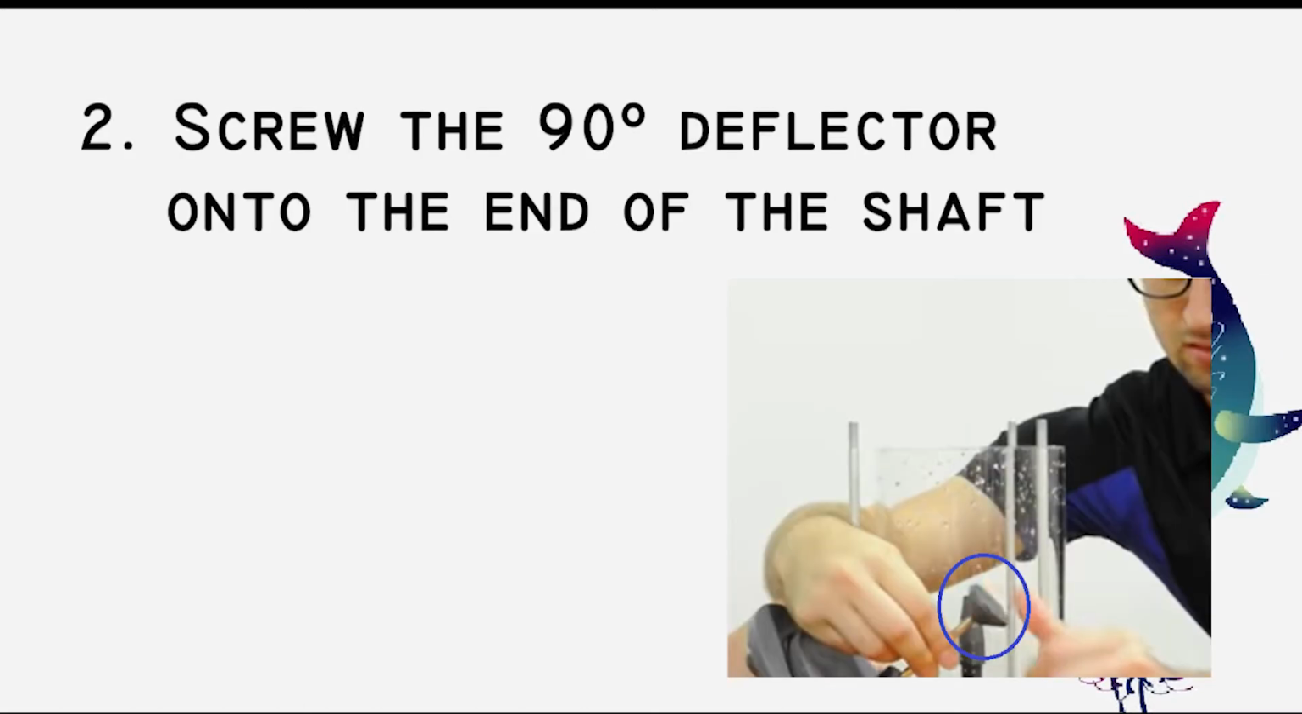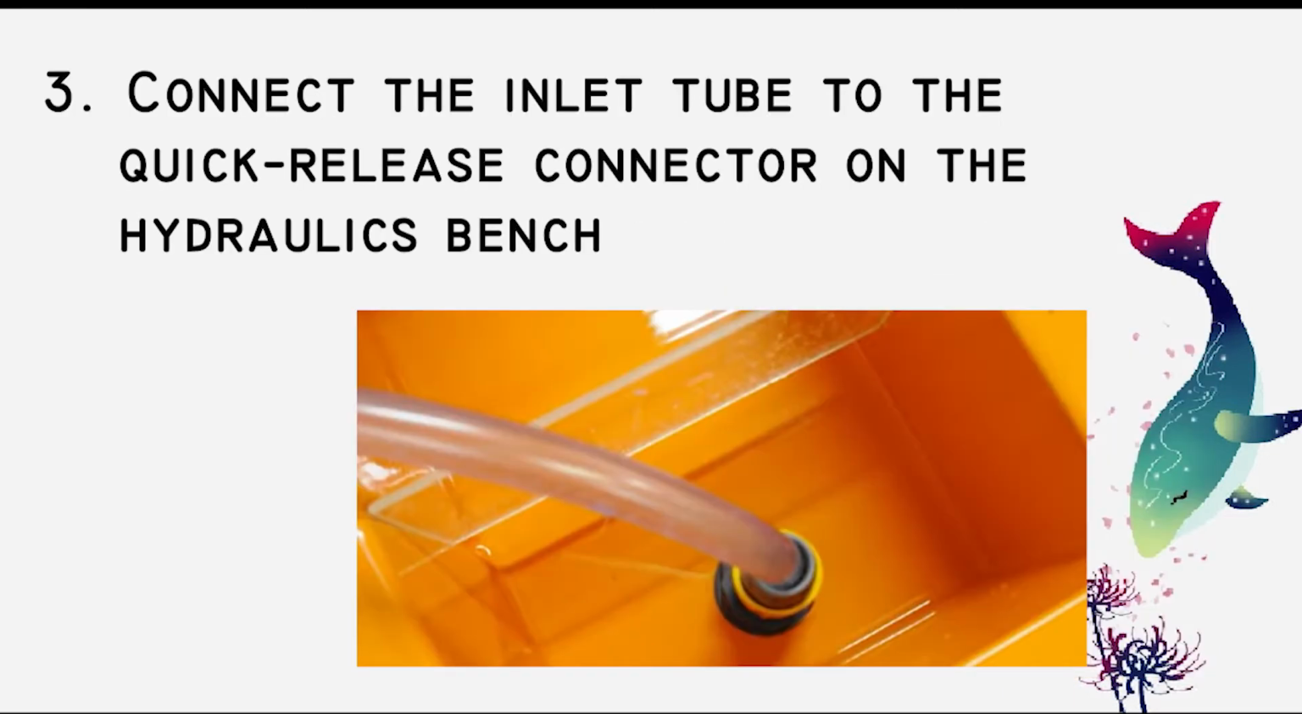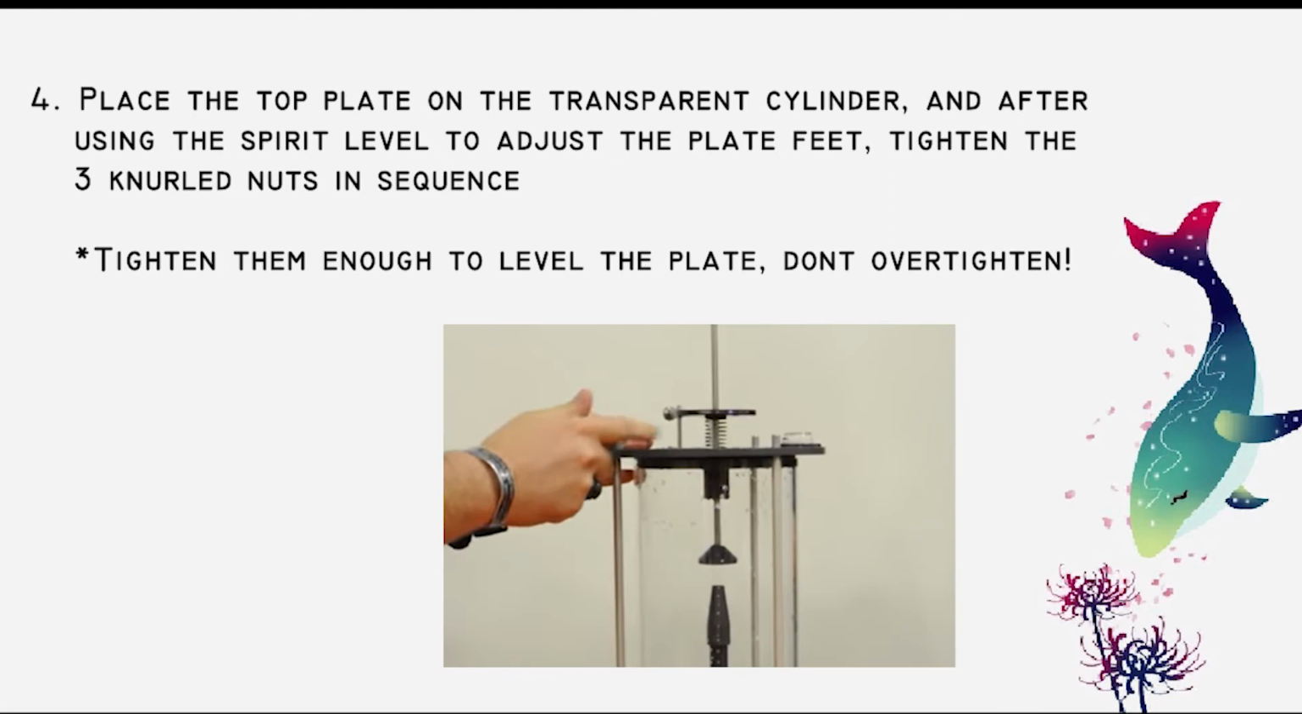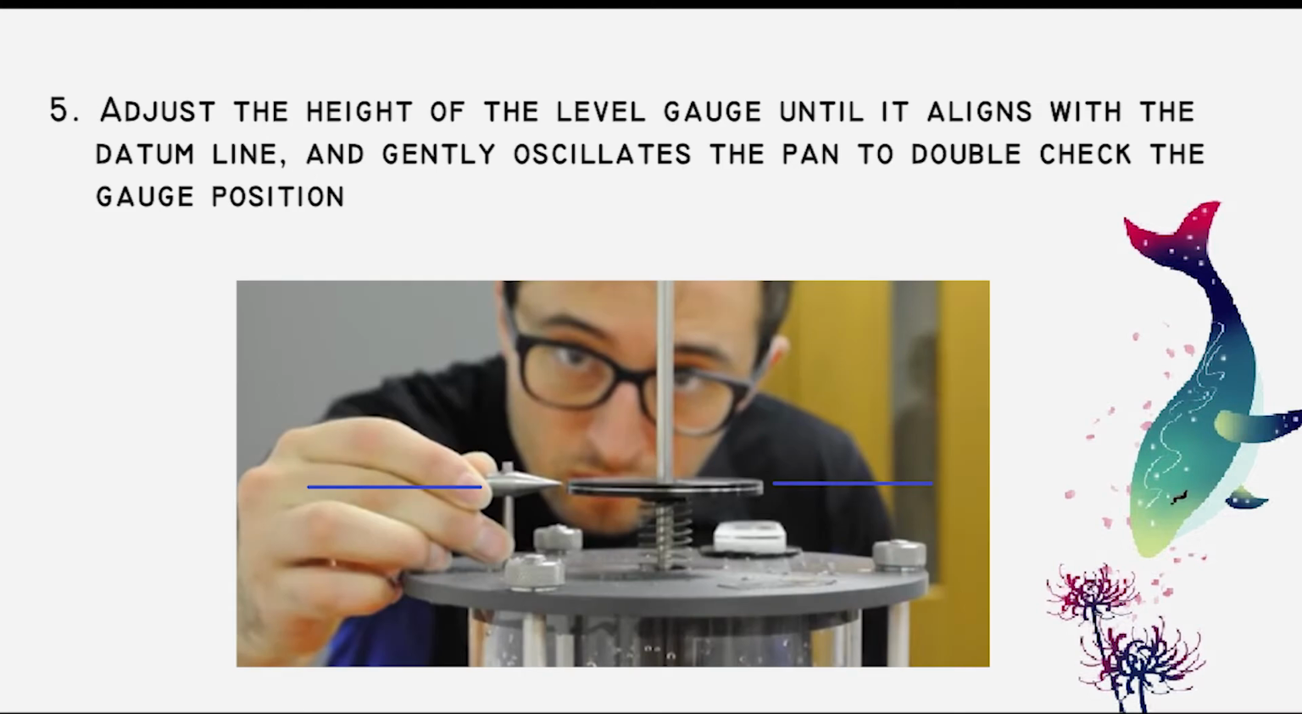Screw the 90 degrees deflector onto the end of the shaft. Then connect the inlet tube to the quick release collector on the hydraulics bench. Place the top plate on the transparent cylinder, and after using the spirit level to adjust the plate feet, tighten the 3 knurled nuts in sequence. Adjust the height of the level gauge until it aligns with the datum line and gently oscillate the pan to double check the gauge position.